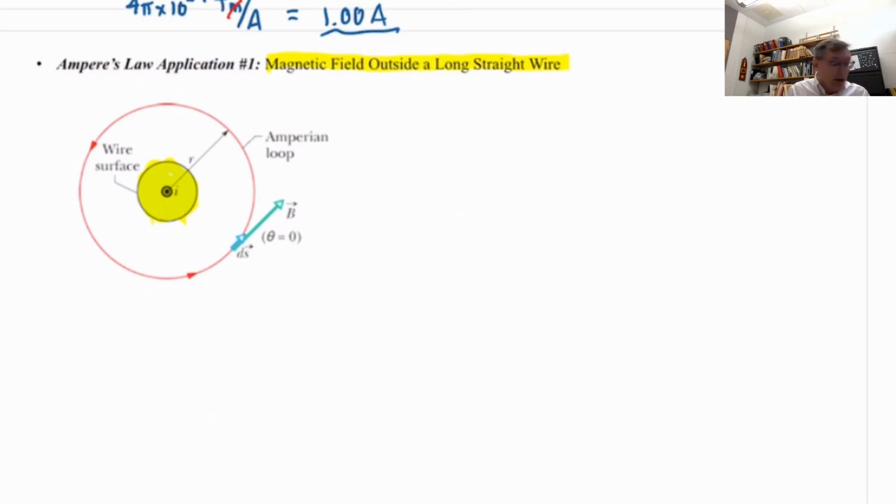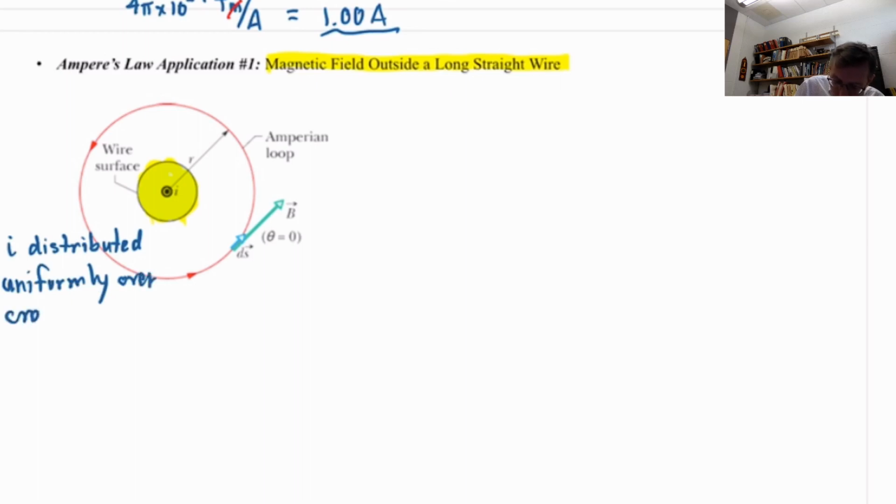Okay. And the current I is distributed through a cross-section like that I just shaded in, and it's done so uniformly. Okay? All right, so I is distributed uniformly over this cross-section. And the question is, what is the magnetic field produced at an outside point? Like right there. That's some distance r from the center.